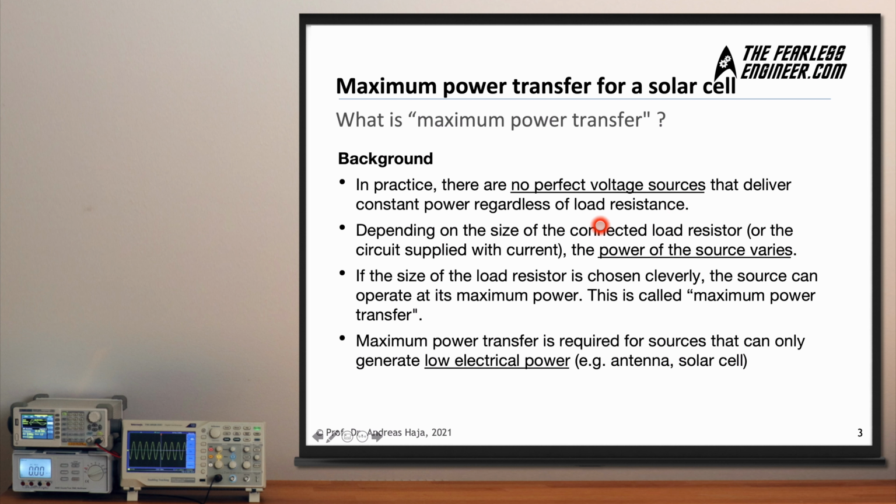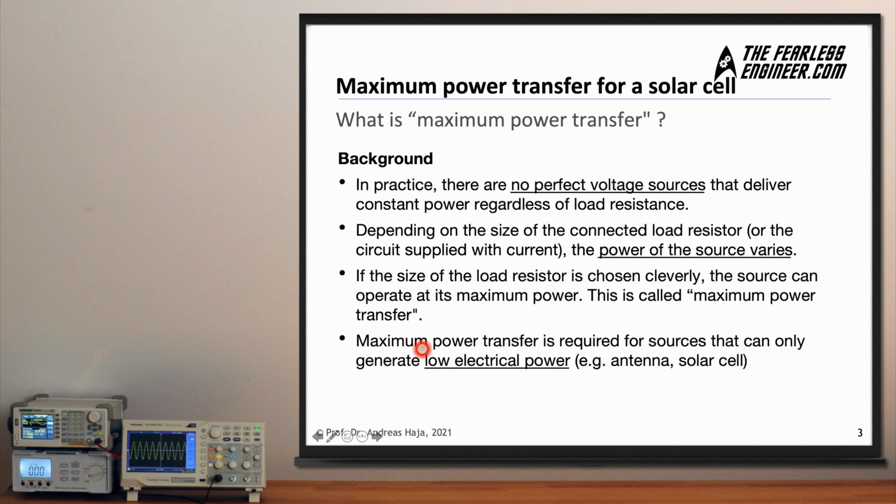The power source is going to vary its output. And if the size of the load resistor is chosen in a clever way, the source can operate at its maximum power. And this is the idea of this video: enable you to choose the size of a load resistor in a clever manner that you can use to maximize power output, which is what we call maximum power transfer. This is the concept about which this video is mostly about.